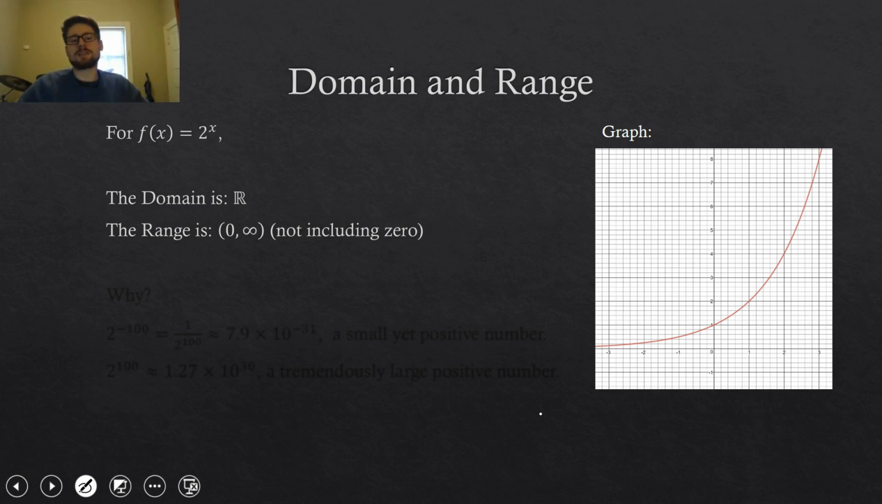You can't get 0. That's a key piece: you can't actually get 0, and you're not going to be able to get a negative number from 2 to the x. It's only going to give you a positive answer. Okay, so again, some justification for why this is.